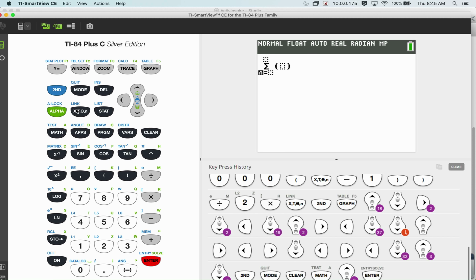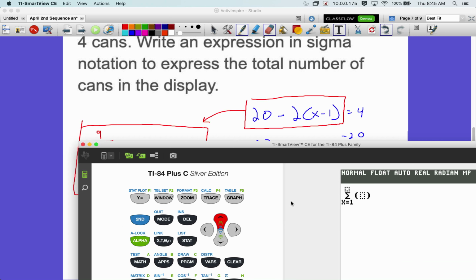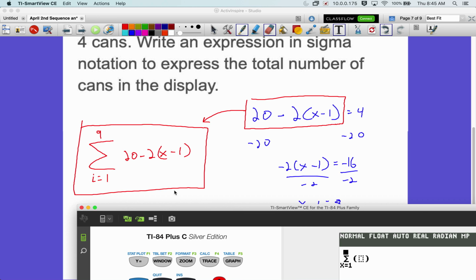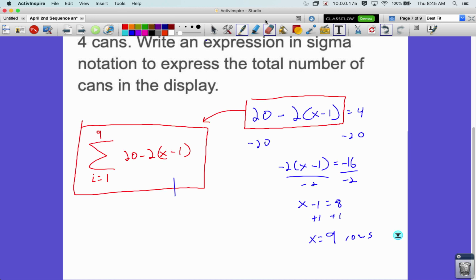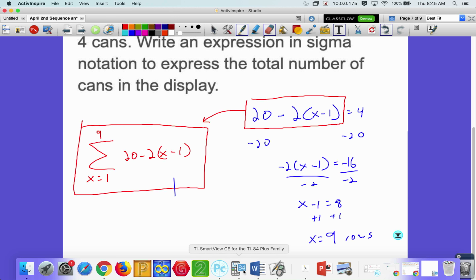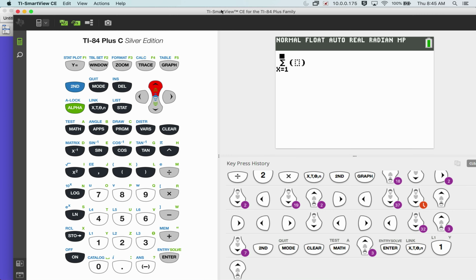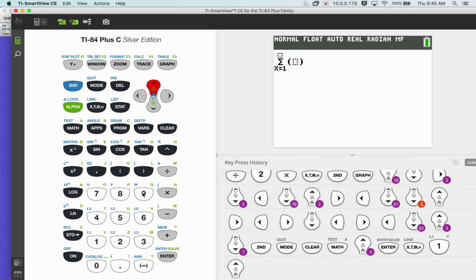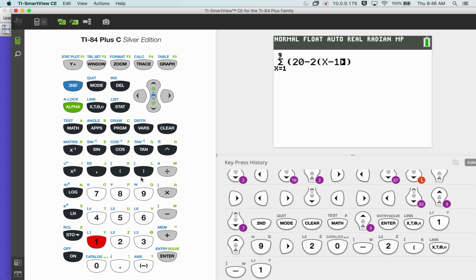Here now we can plug everything in. I can say I want it to start at x equals 1. I know I wrote this with an I there, but it works better with an x. Let me swap this one to be an x. I think it'll make more sense. Okay, so I can just start filling in from x equals 1 to 9 of 20 minus 2 times x minus 1.